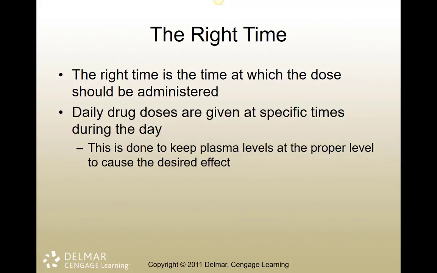Right time. Time is specific, so that we have the proper levels. If we give it too soon, we can get toxic levels. If we wait too long, we can lose the efficacy of that drug. If a drug's supposed to be given, say, every 8 hours, and you gave it at 7 hours or 9 hours, probably not a big deal. But if you gave it at 4 or 6 hours, or if you waited until 12 hours to give it, when it's supposed to be given every 8 hours, then that becomes much more of a problem.